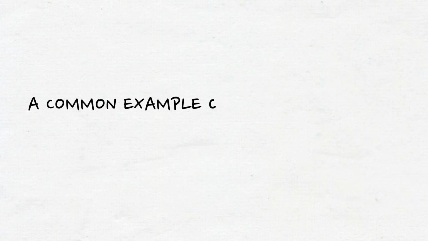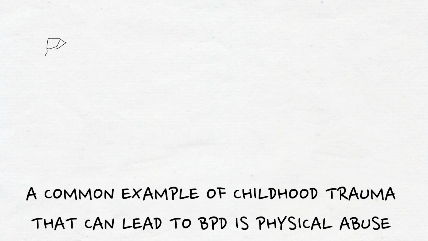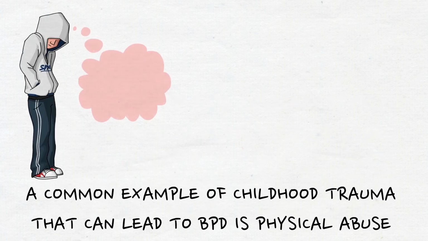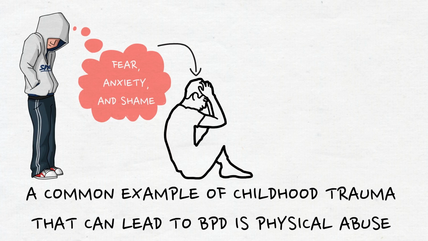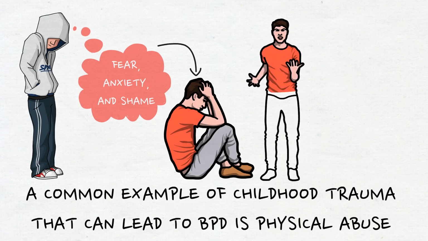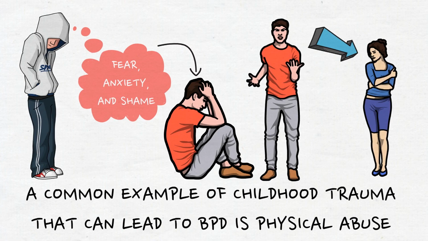A common example of childhood trauma that can lead to BPD is physical abuse. Children who are physically abused may experience fear, anxiety, and shame, which can lead to problems with self-esteem and self-worth. They may also struggle with anger management and tend to lash out at others. These behaviors can become ingrained over time, making it difficult for them to form healthy relationships as adults.